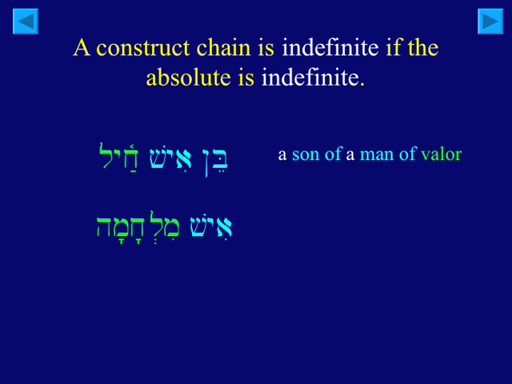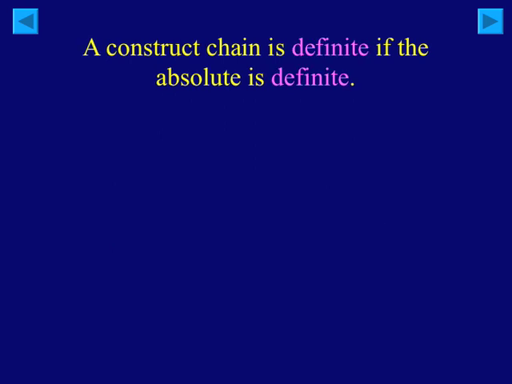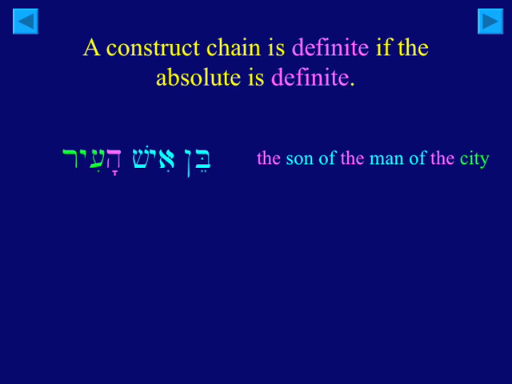Ish milchama, a man of battle. But a construct chain is definite if the absolute noun is definite. Ben ish ha'ir. The absolute noun is definite, and so the whole chain is definite. The son of the man of the city. Eved Adonai. Adonai is definite because it's a proper noun. It's a personal name. And because Adonai, that is Yahweh here, is definite, the whole chain is definite. The servant of Yahweh.